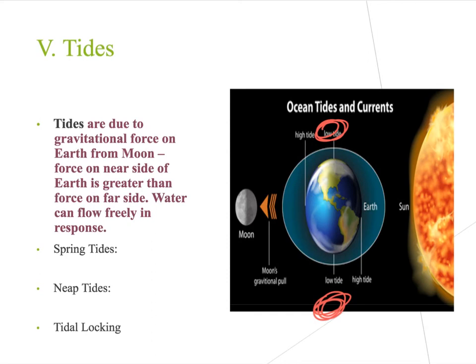So tides happen twice a day. You have high tide twice a day. You have low tide twice a day. But when you have spring tides, which has nothing to do with the season, each of these happen twice a month. So spring tides happen at new and full. Neap tides happen at your quarter moons. So they each happen twice a day.